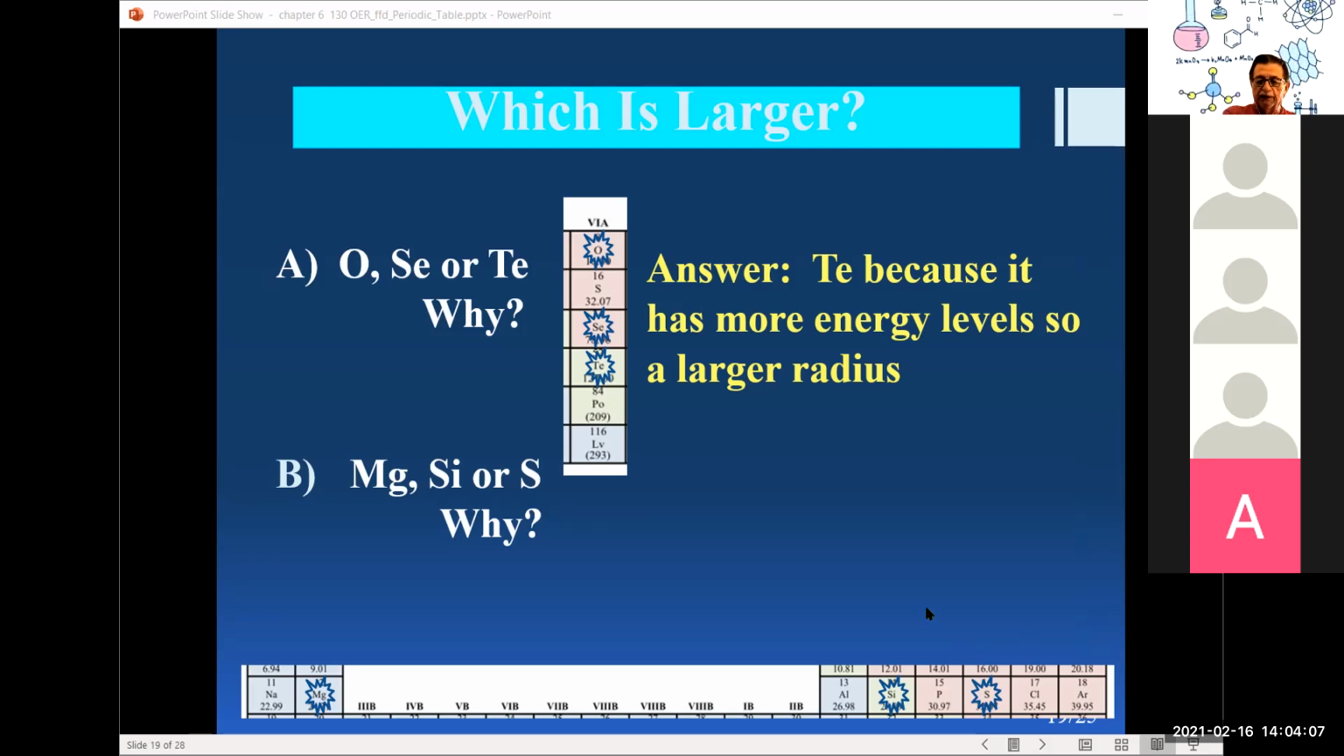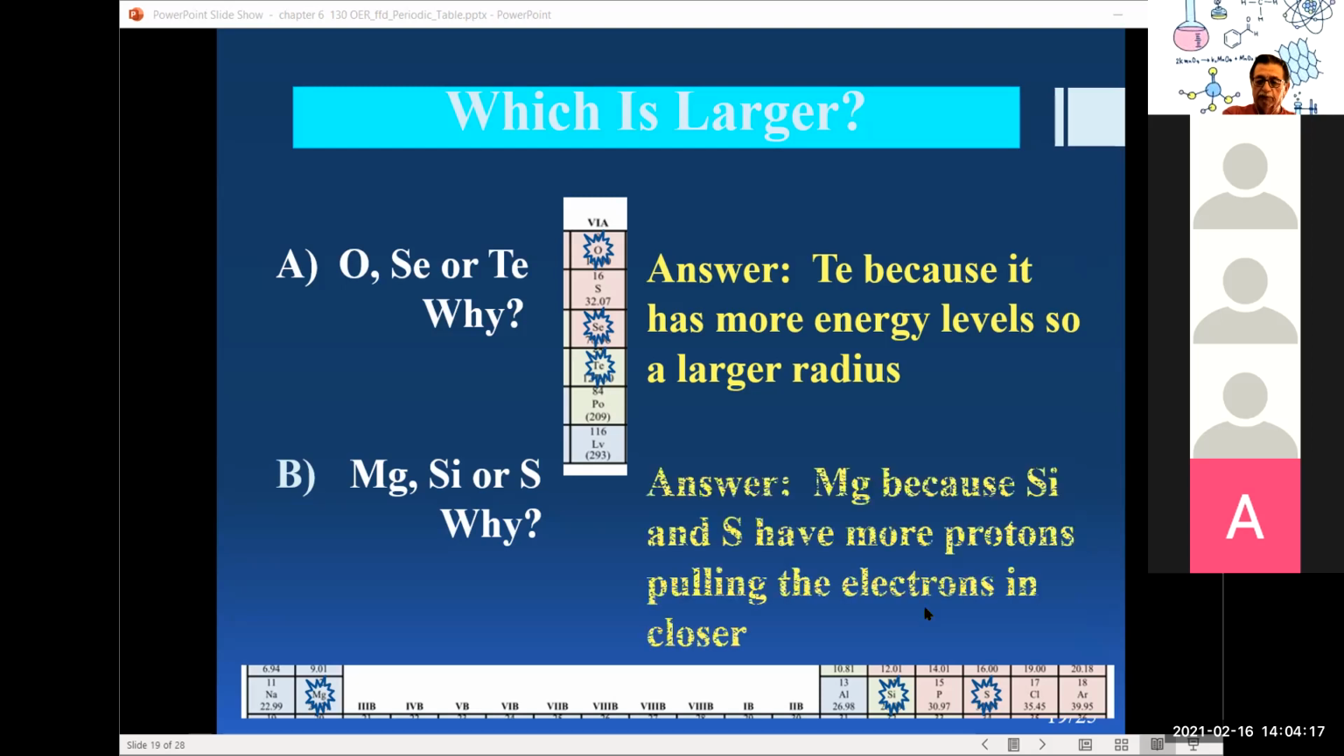So we have to look at something else, and we find that going from magnesium to sulfur, sulfur has more electrons and more protons and more electronic force. So magnesium would be bigger. Sulfur would be smaller in size. Okay, the size.